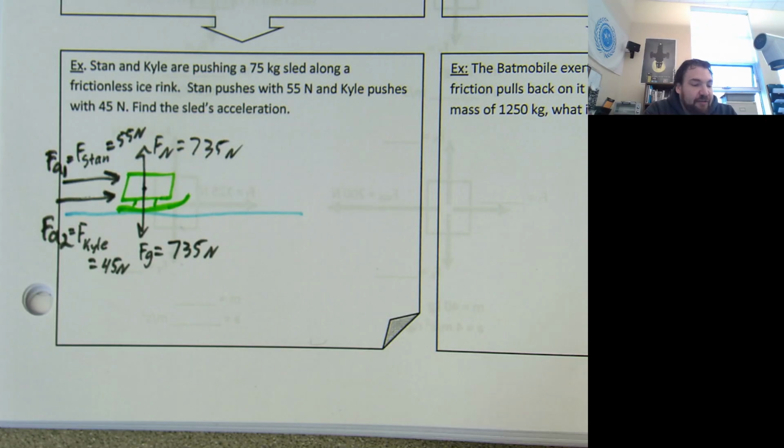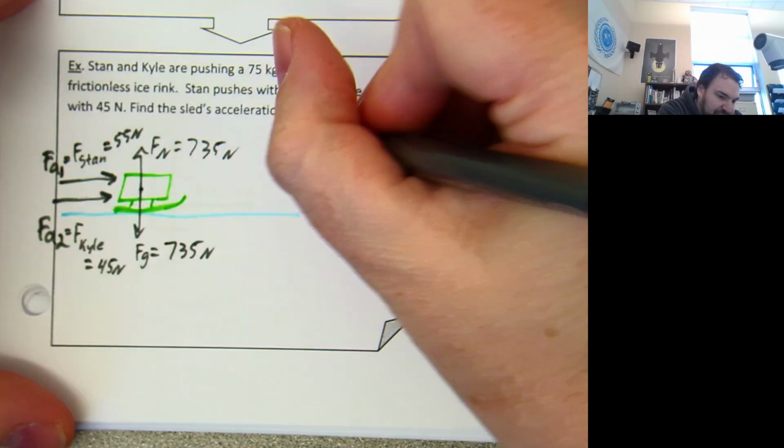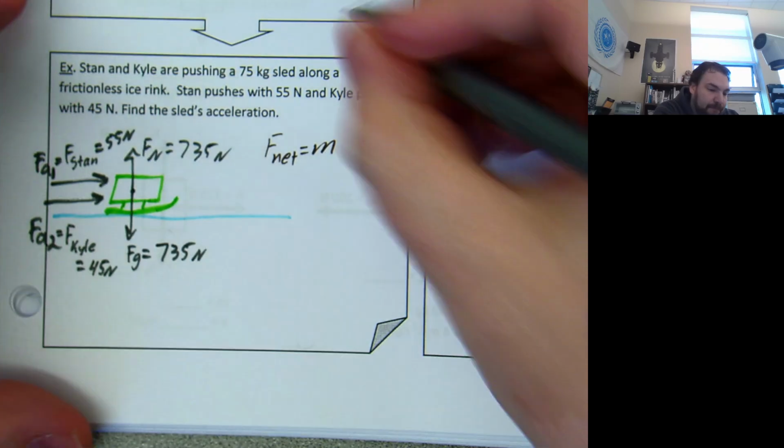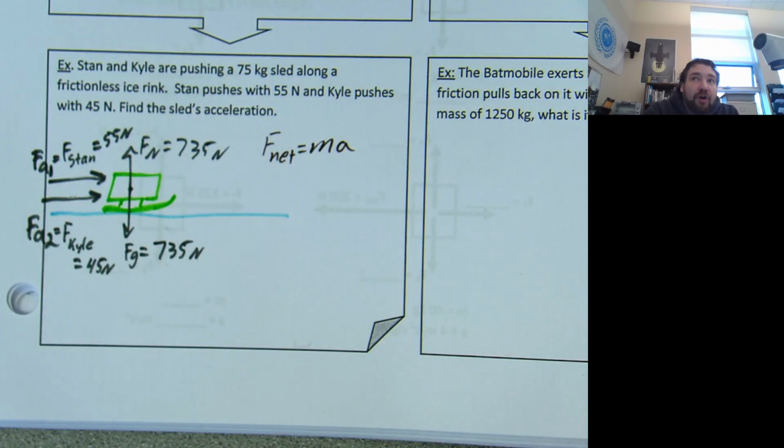So now we want to find the acceleration of the sled. Everything we do in this chapter starts here. F net equals ma. So what are the forces acting in the direction of motion in this problem?